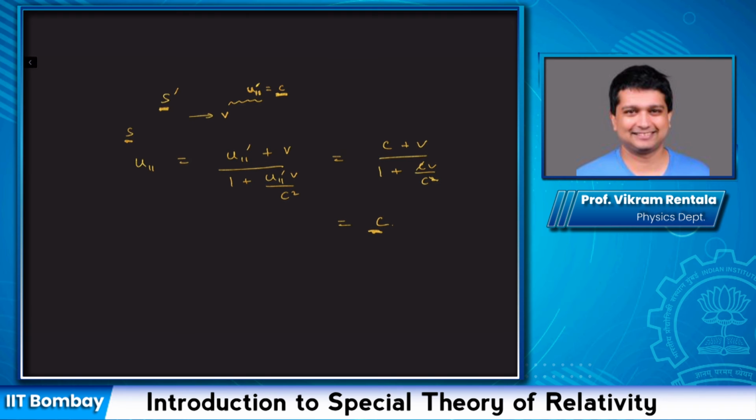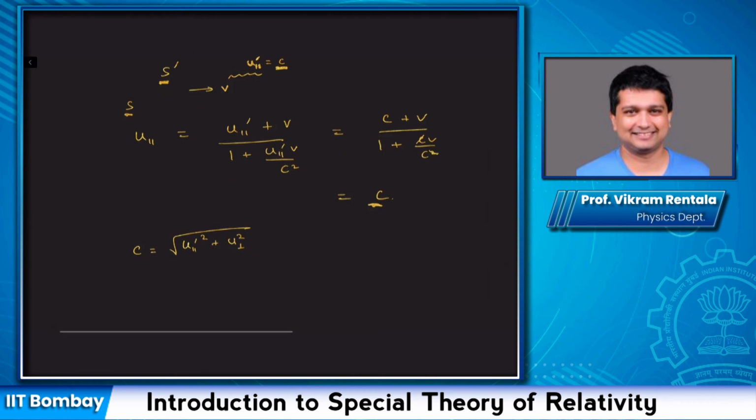Now, as a homework exercise, you can also try this out for the case where u parallel prime is non-zero and u perpendicular prime is non-zero, but the total speed of the light beam is c. You can check that the square root of u parallel squared plus u perpendicular squared will also be c.